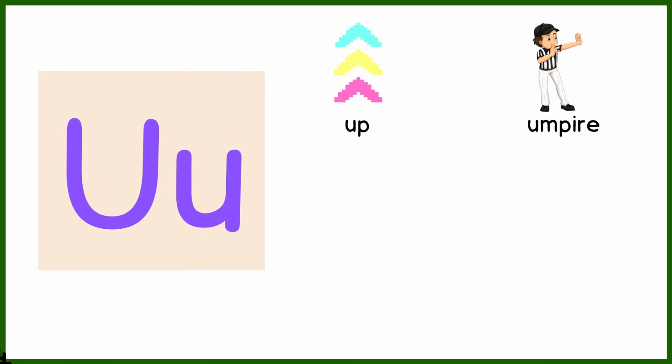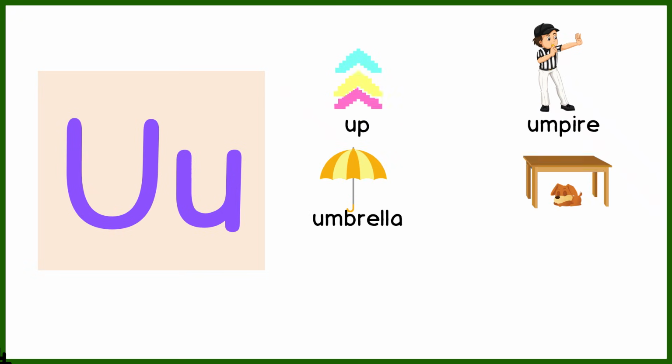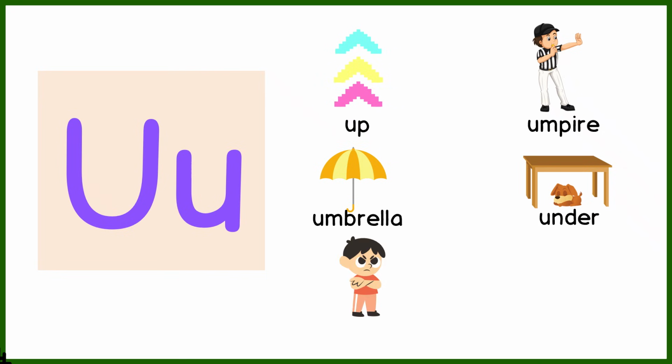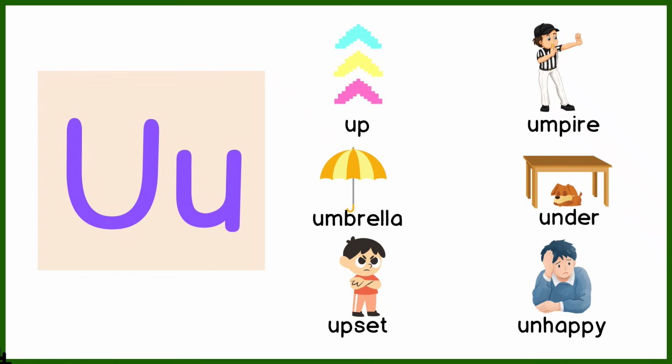This is vowel U. The sound is U. U is for up. U. Umpire. U. Umbrella. U. Under. U. Upset. U. Unhappy. U.